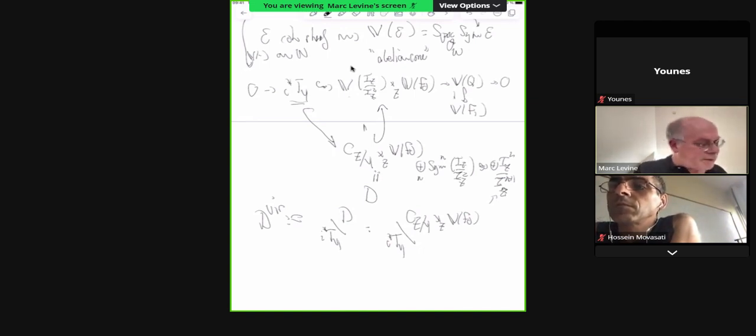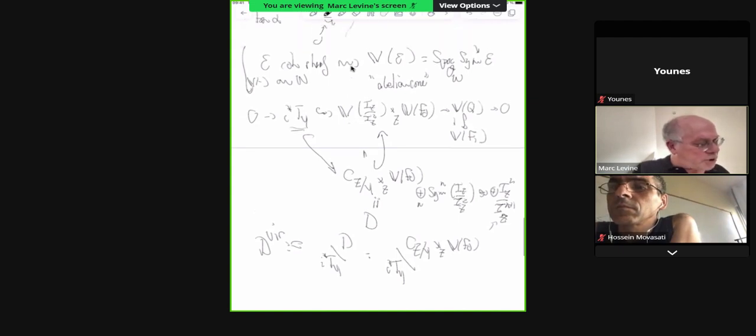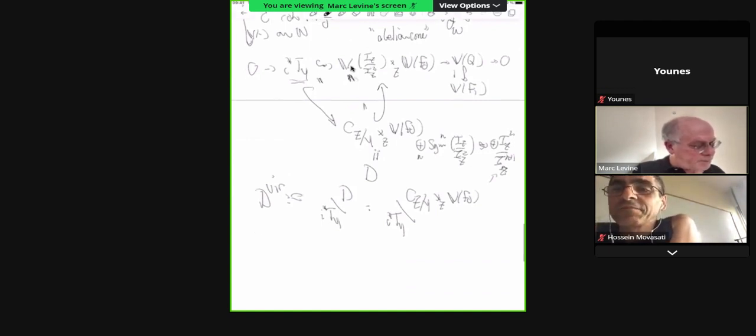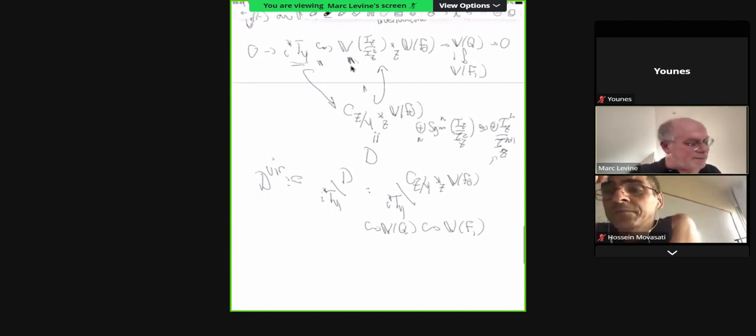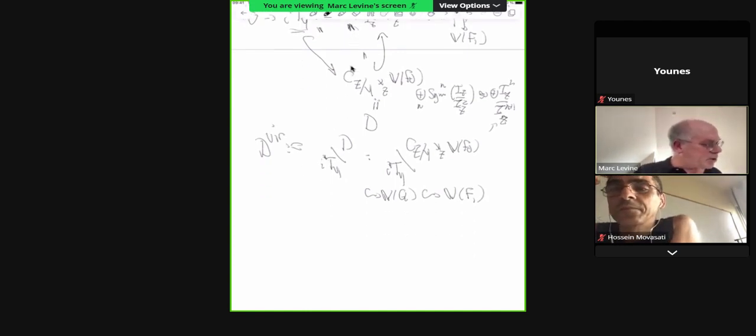Okay? And now, of course, when you take the quotient, you're taking this modulo. So this thing injects into this quotient, which is just the VQ. So this injects into the VQ, which in turn injects into the V of F1. Okay, so the picture looks like this.